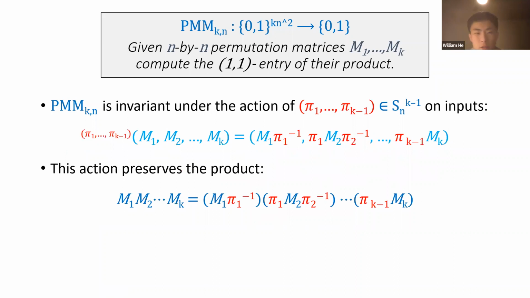We'll now observe some facts about the symmetries of PMM_{k,n}. So we observe that PMM_{k,n} is invariant under the action of S_n^(k-1). The action is this shifted diagonal action where pi_1 through pi_{k-1} acts on M1 through Mk by sticking the pi_1 in between the M1 and M2, the pi_2 in between M2 and M3, and so on. The important observation about this action is that it preserves the matrix product M1 through Mk, because when we multiply out the acted-on matrices, all the pi's will cancel with each other.